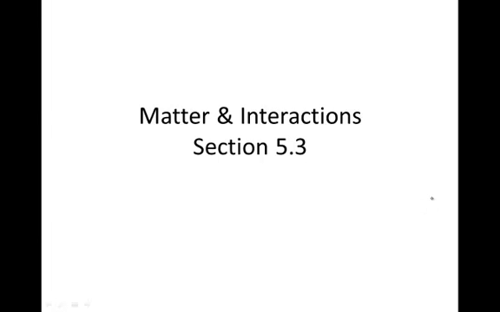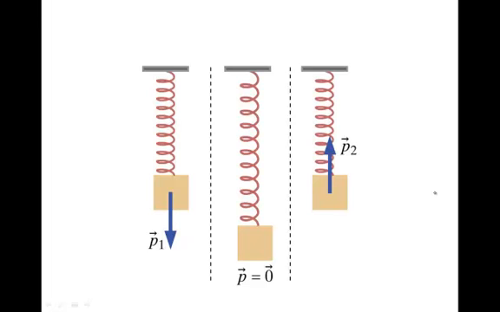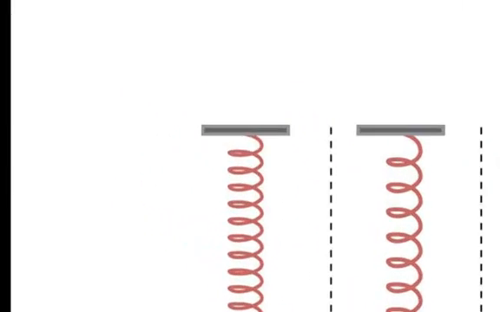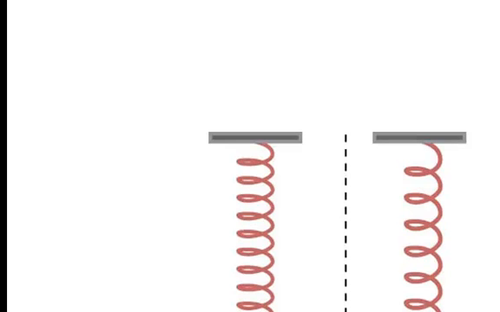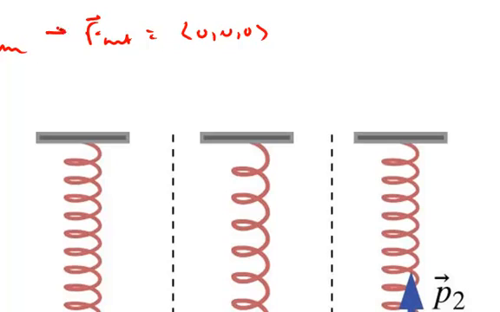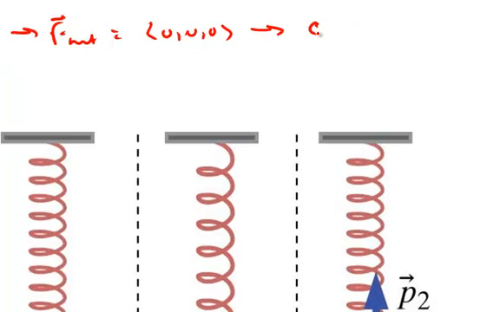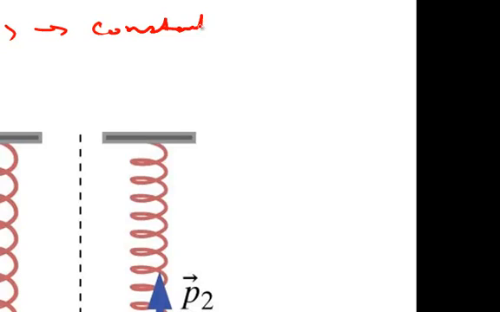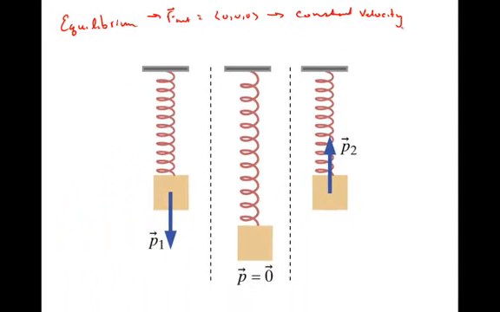The main idea in this section is distinguishing between equilibrium and a system that is momentarily at rest. So equilibrium means that the net force F net is equal to 0, and therefore we have a constant momentum and velocity. Equilibrium doesn't necessarily mean stationary, it just means constant velocity, net force of 0.